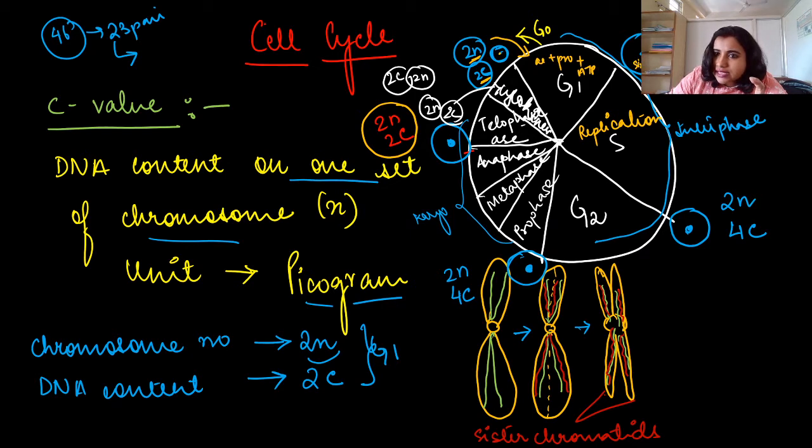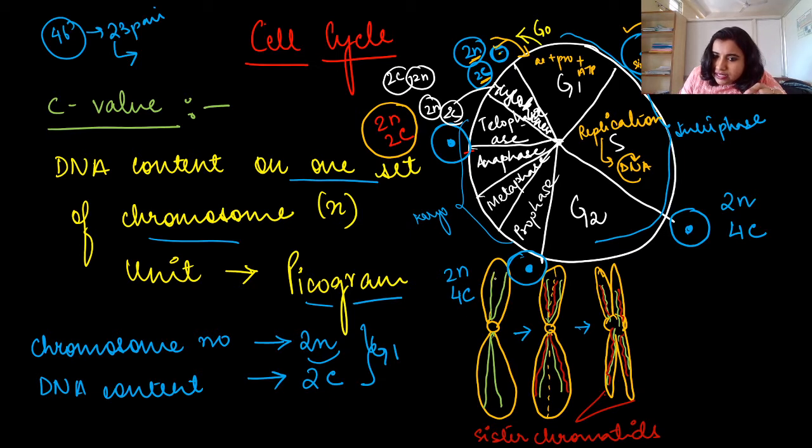You can see the size increase. If you compare this cell and this cell, you can see the size of the cell increases, right? Now in the S phase, replication takes place. That means the DNA content gets doubled. Replication means synthesis of DNA, right? So you can see this diagram.